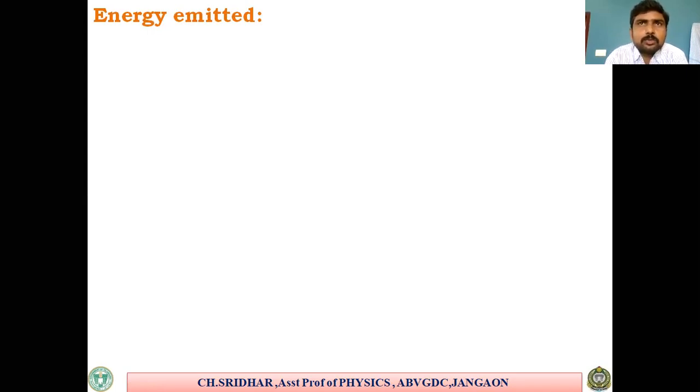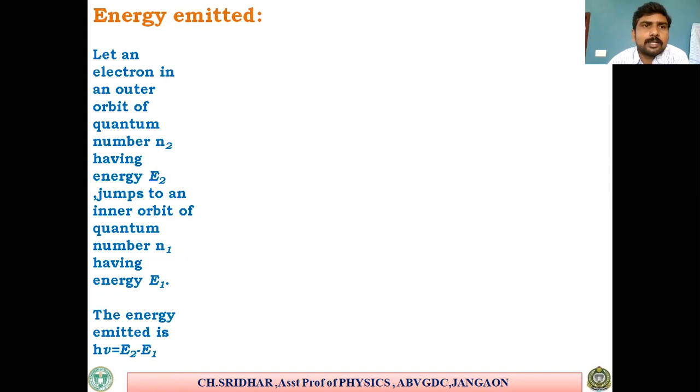Or otherwise, in order for an electron to be promoted from the lower energy state to a higher energy state, a certain amount of energy has been given to the electron in order to overcome the energy difference between the energy states. And if you calculate the energy emitted in the case of emission of radiation, let an electron in an outer orbit of quantum number n2 having energy E2 jump to an inner orbit of quantum number n1 having an energy E1. The energy emitted is h nu is equal to E2 minus E1.